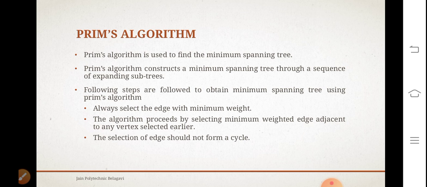Prim's algorithm is used to find the minimum spanning tree. Prim's algorithm constructs a minimum spanning tree through a sequence of expanding subtrees. The following steps are followed to obtain the minimum spanning tree using Prim's algorithm. Always select the edge with minimum weight. Then the algorithm proceeds by selecting the minimum weighted edge adjacent to any vertex selected earlier. The selection of an edge should not form a cycle. These are the steps followed by Prim's to obtain a minimum spanning tree.